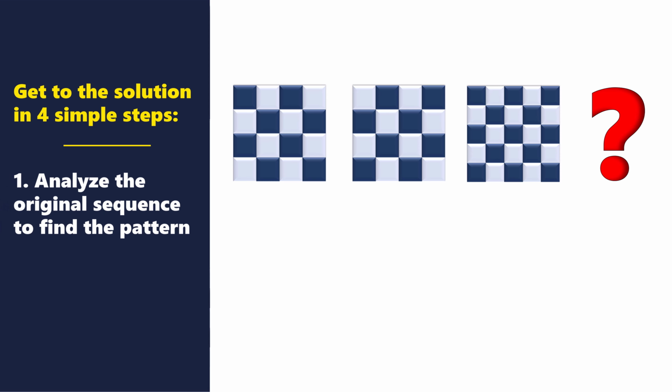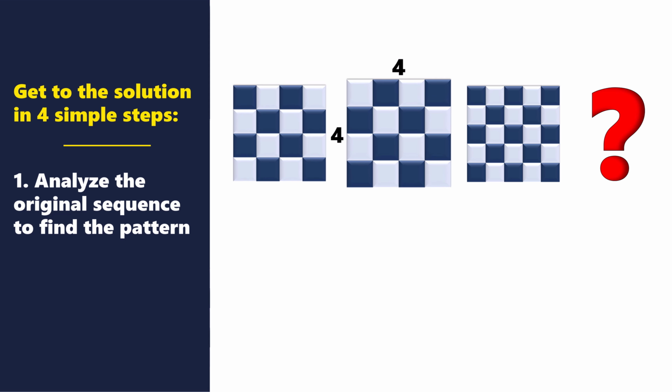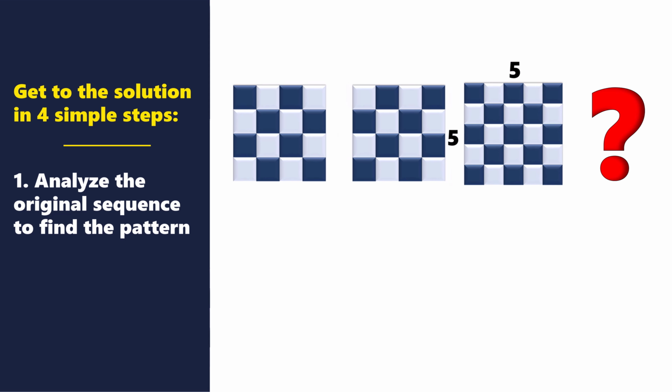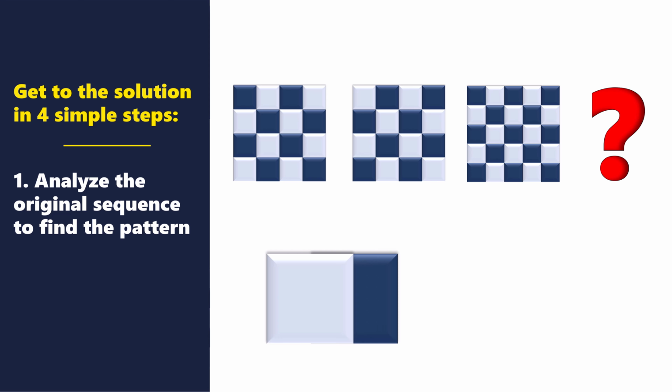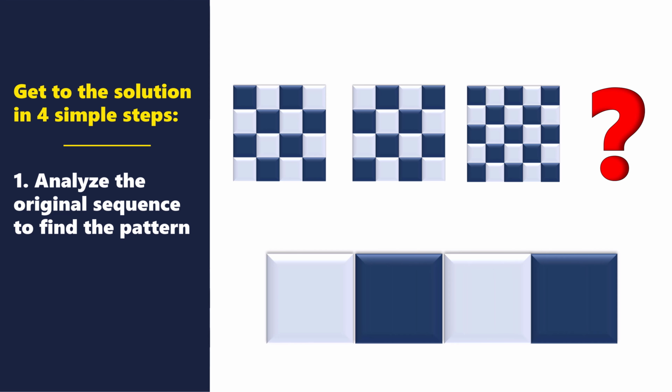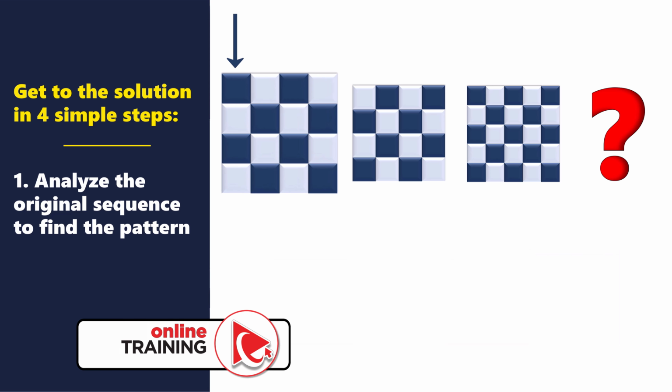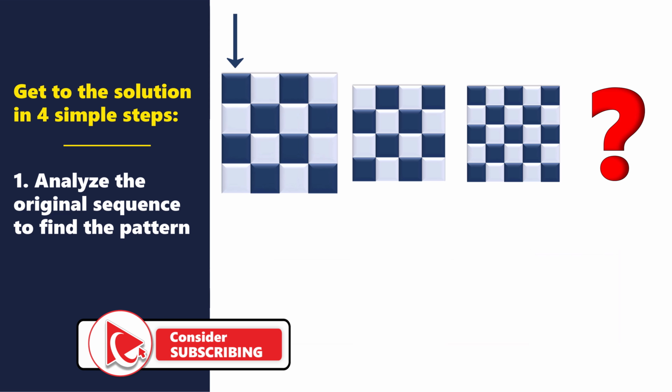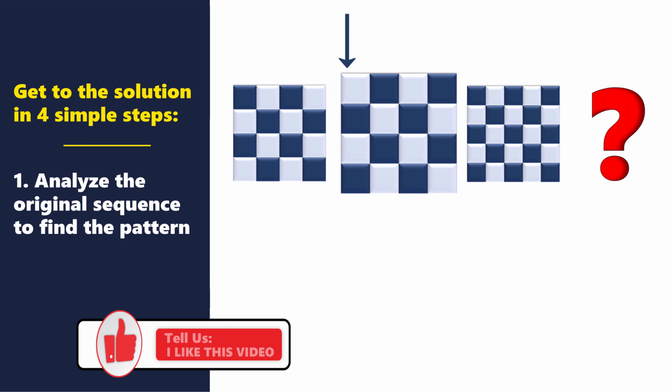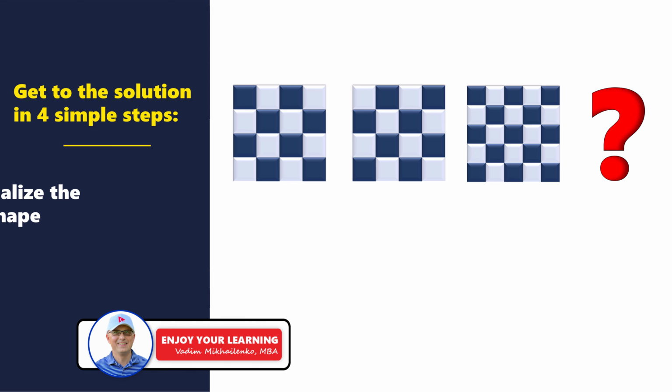In step 1, we need to analyze the original sequence of squares to find the pattern. Let's take a close look at what we have. Even though all objects are squares, the 2 squares are 4 by 4, and the third square is 5 by 5. We also can see that all shapes have alternating colors. But you can see that the first shape starts with the darker square in the upper left corner, and the second square starts with the lighter square in the upper left corner. Now it's time to go to step 2.